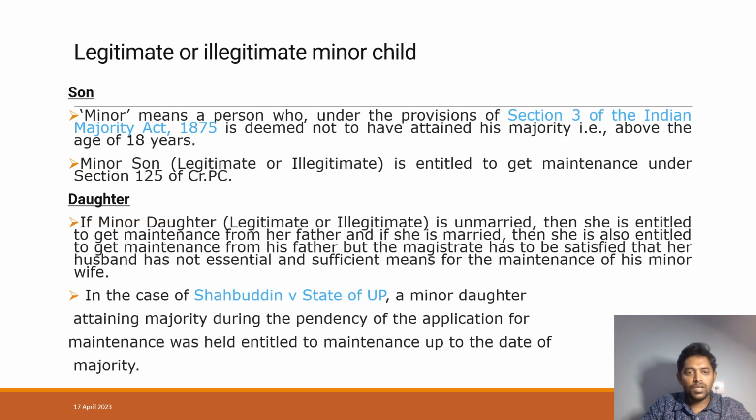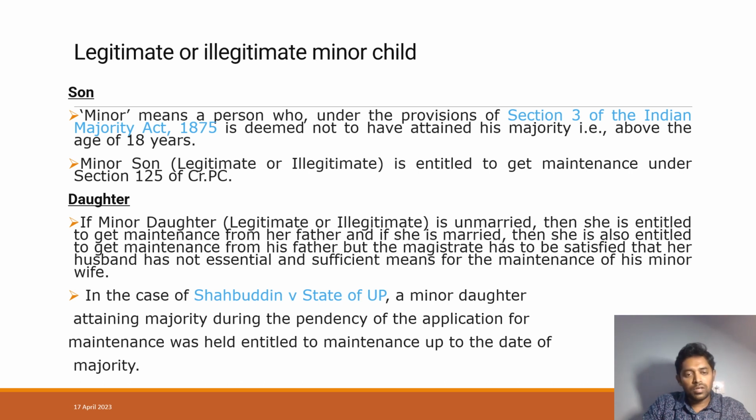Legitimate or illegitimate minor child, son. Minor means a person who, under the provisions of Section 3 of the Indian Majority Act 1875, is deemed not to have attained his majority, that is, above the age of 18 years. A minor son, whether legitimate or illegitimate, is entitled to get maintenance under Section 125 CrPC.